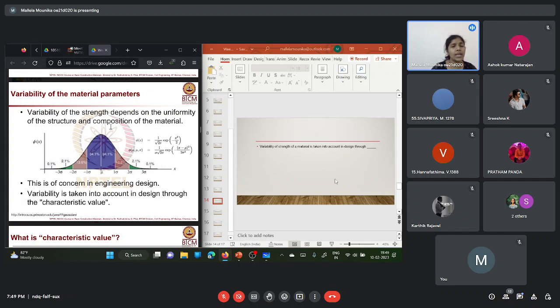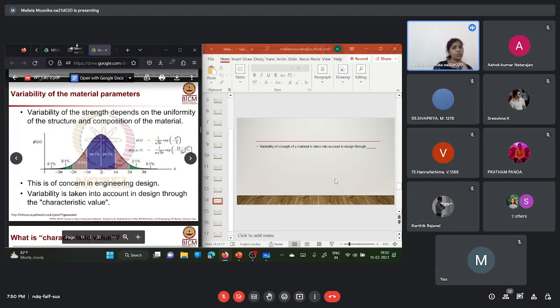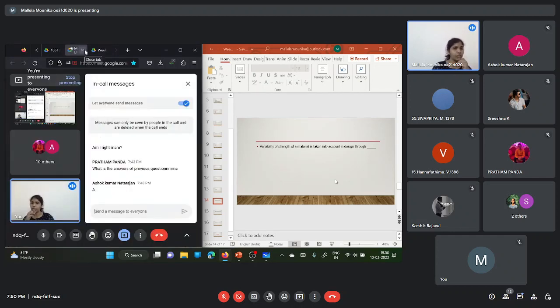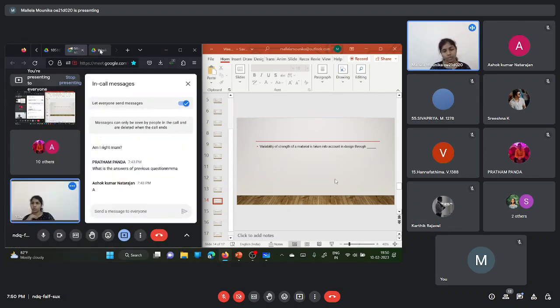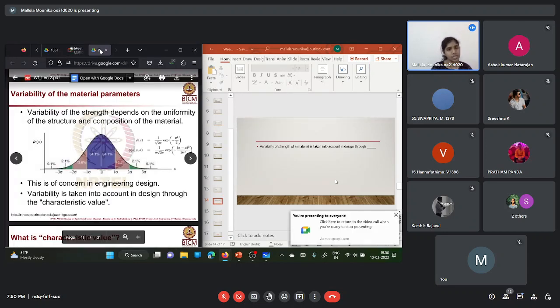What does this mean value represent? It means that 50% of the test results are lesser than this mean value, and 50% of the test results are higher than this mean value. So, can we rely on this mean value? What will be the problem if we rely on it? There are 50% chances that the material may fail.